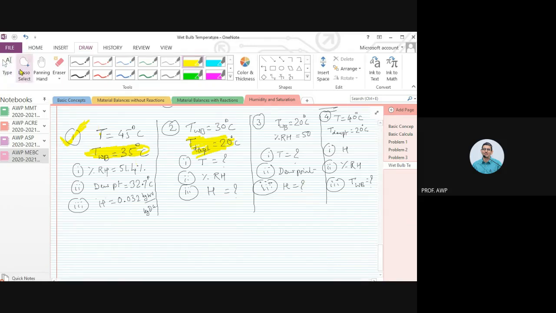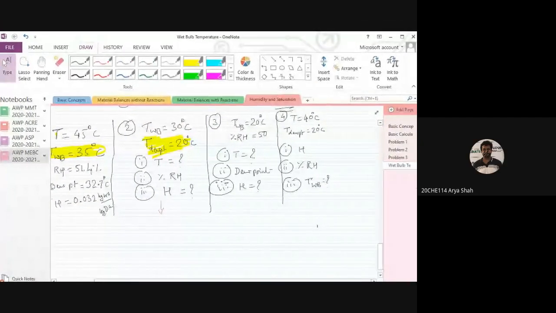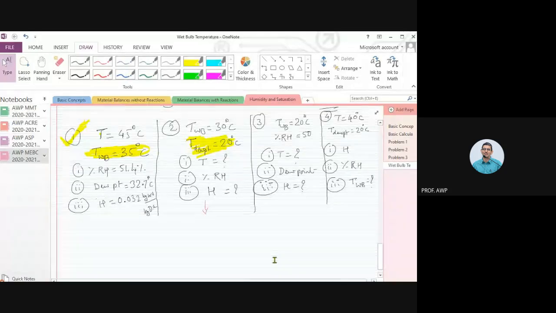Anybody stuck in the second problem? No, sir. How did you do? Can you tell us? Would you like to tell us how you did? The first one or the second one? Second one. First one, there is no problem, right? Nobody is asking any questions.